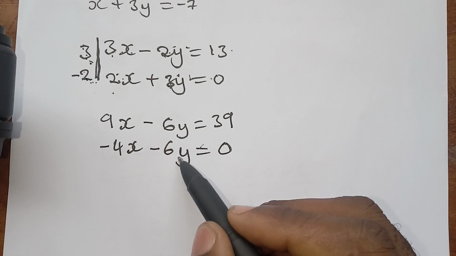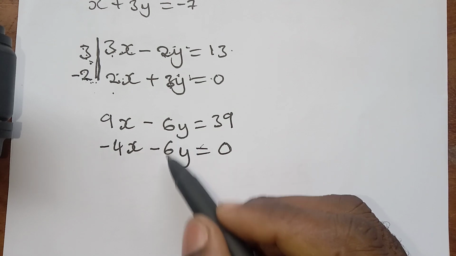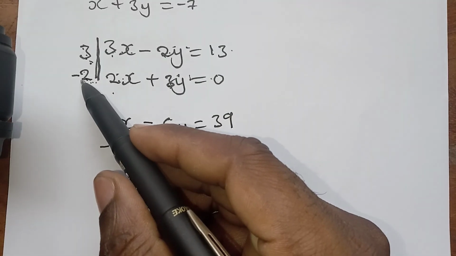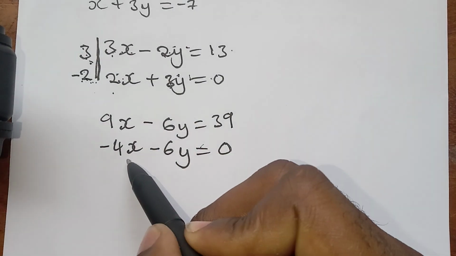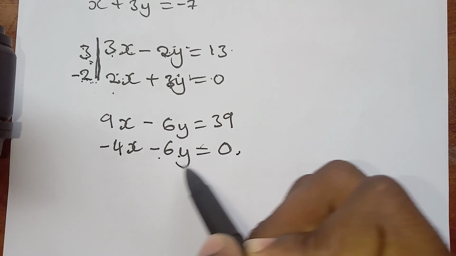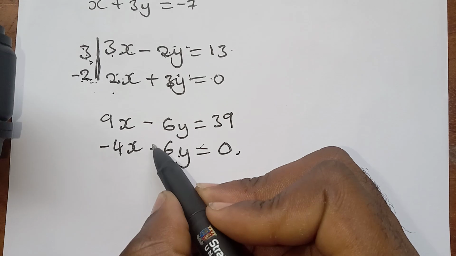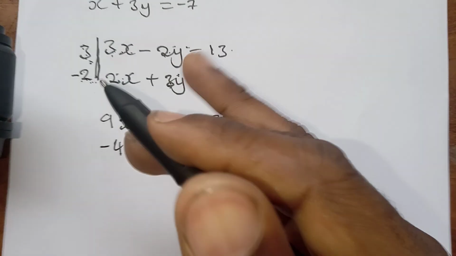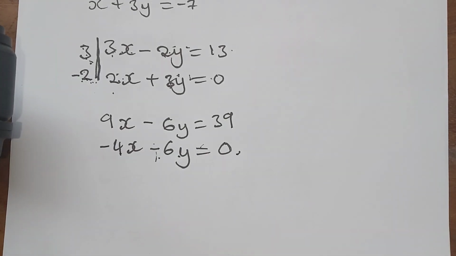So now that I have the same signs here, I can subtract. If you had taken it as a positive, then you would have positive 4x plus 6y is equal to 0. So in such a case, you would be required to add them in order to eliminate the y.